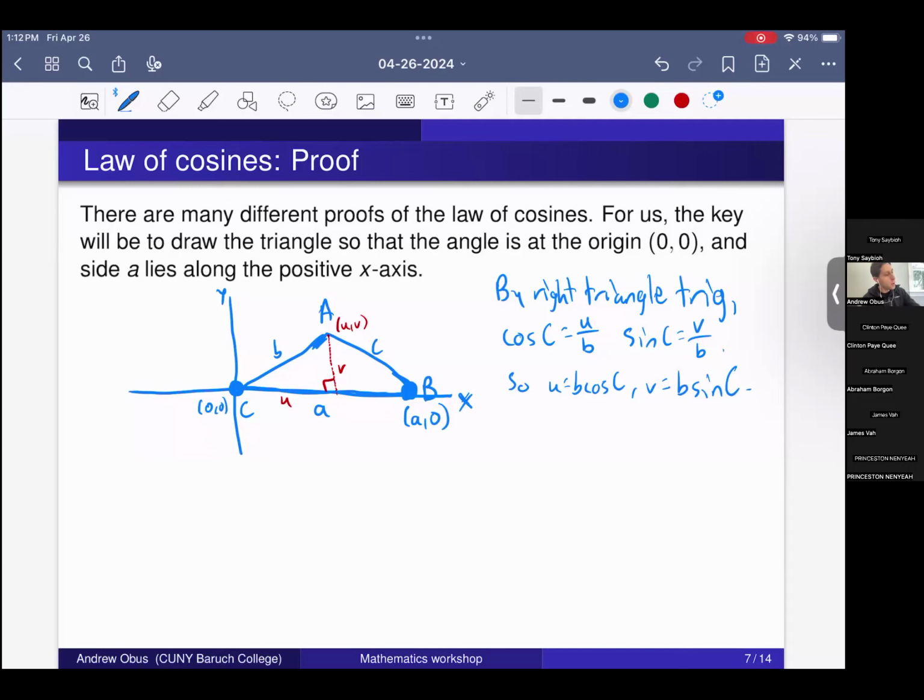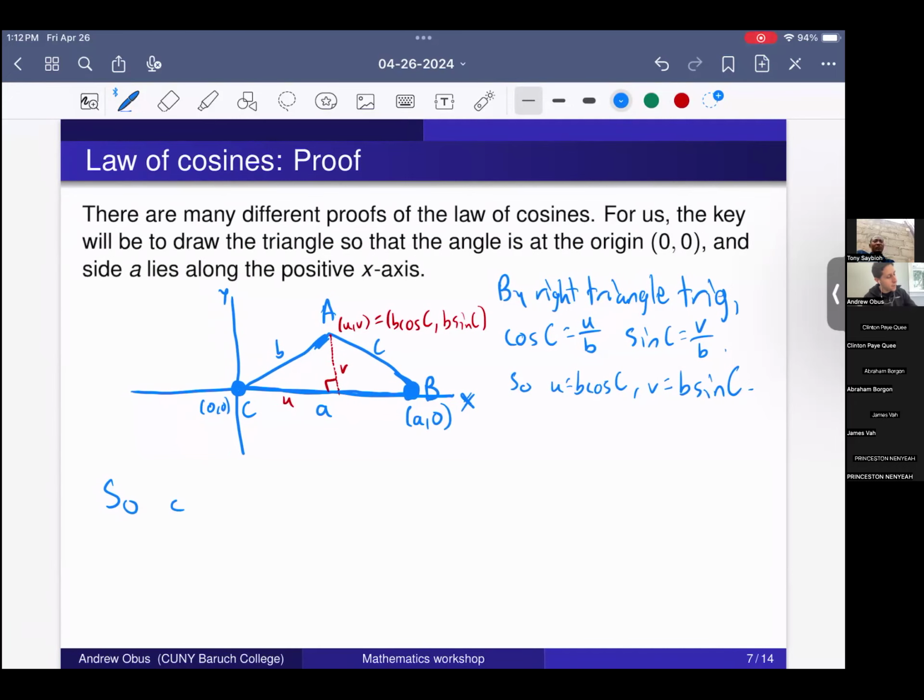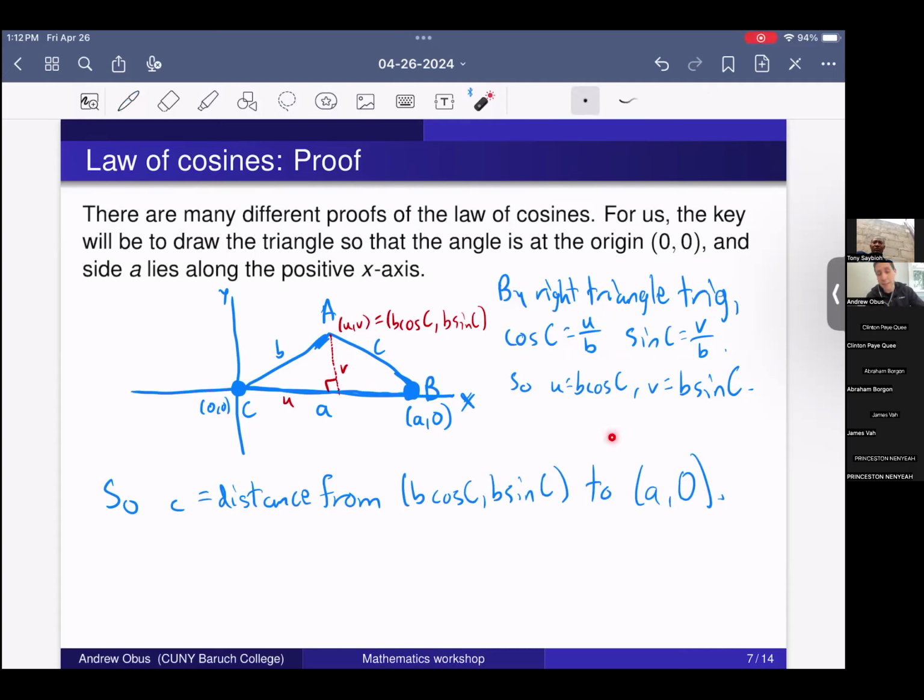Okay, so great. All right, so u is b cosine C and v is b sine of C. And so that means this point here, we can write as (b cosine C, b sine C). Okay, so what we get is that the side C is equal to the distance from the point (b cosine C, b sine C) to the point (a, 0). Okay, so all that we have to do is figure out this distance. And it turns out that this distance is going to give us exactly the formula in the law of cosines.